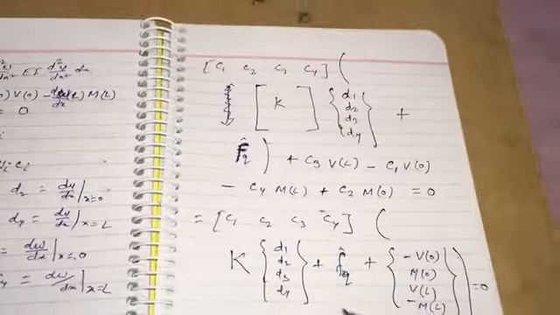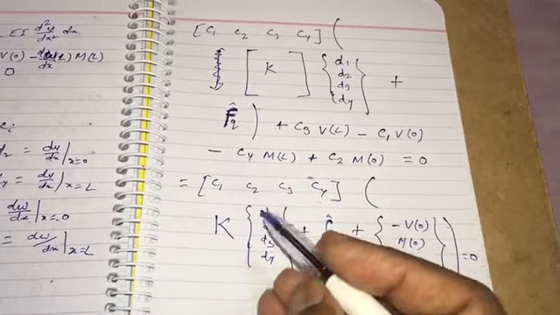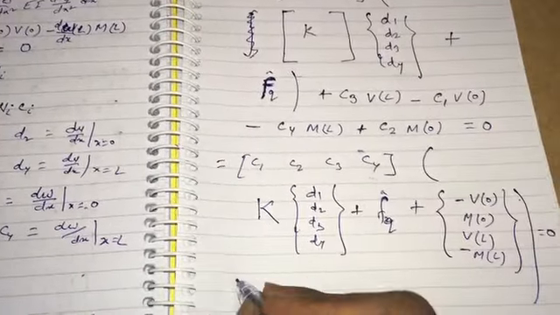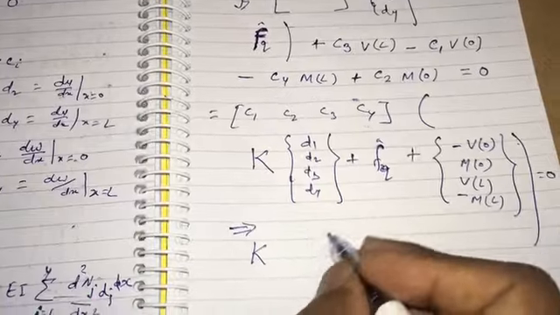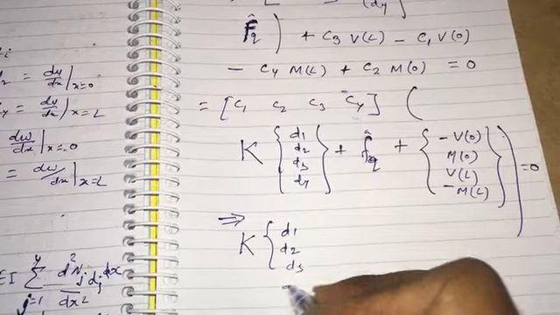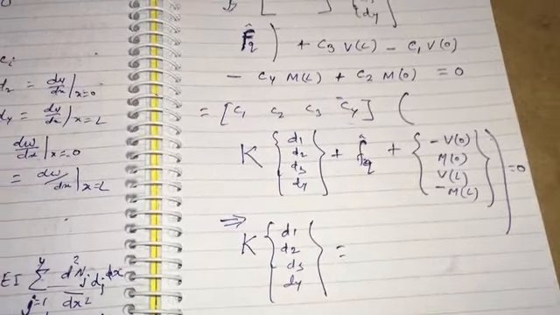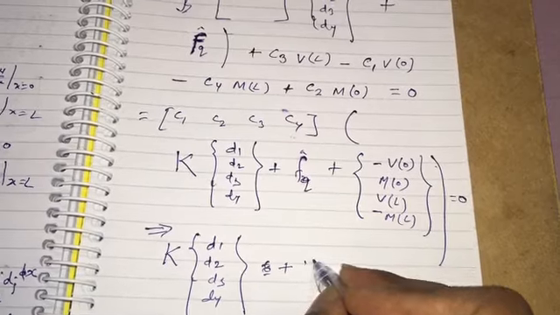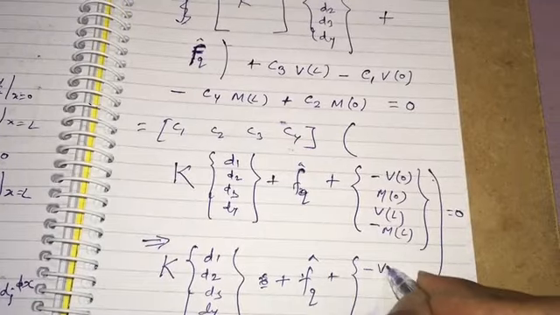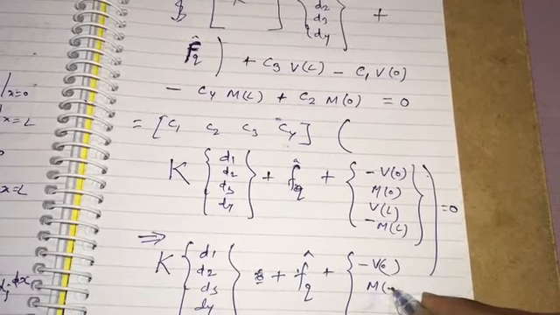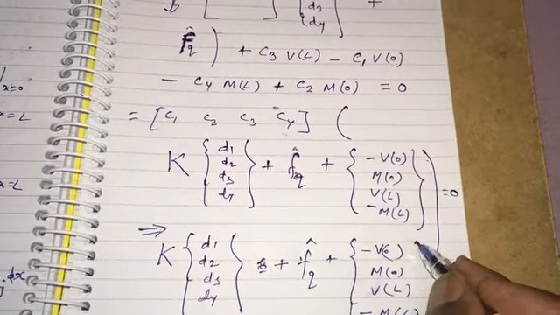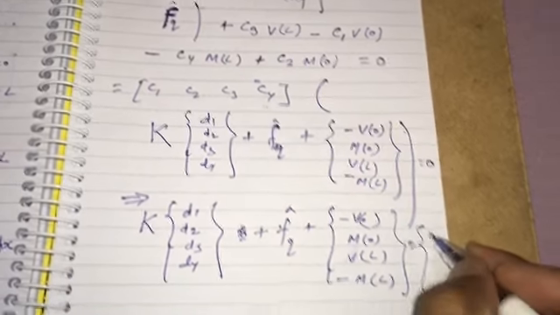Now remember that we said W is arbitrary, hence the coefficients C1, C2, C3, C4 are also arbitrary. That tells us that K times D1, D2, D3, D4, plus FQ, plus the vector minus V0, M0, VL and minus ML, all equal to 0, 0, 0, 0.